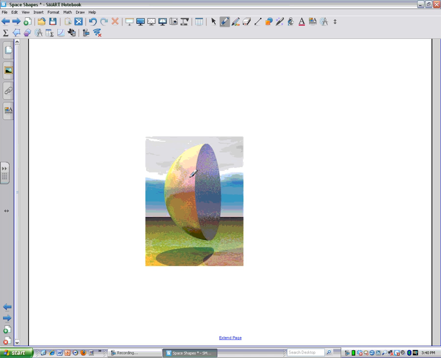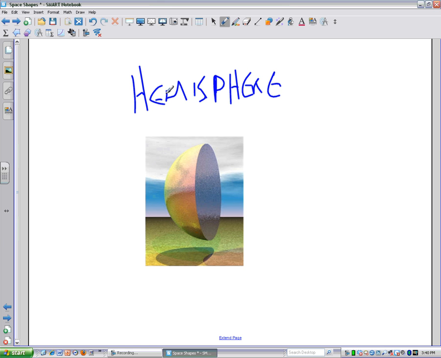And that's called a hemisphere, half a sphere. And why, you might ask, do we spend so much time worrying about how to name these things? Well, we want to be able to communicate with other people about them, have intelligent conversations. So hemisphere, and we live in a hemisphere.